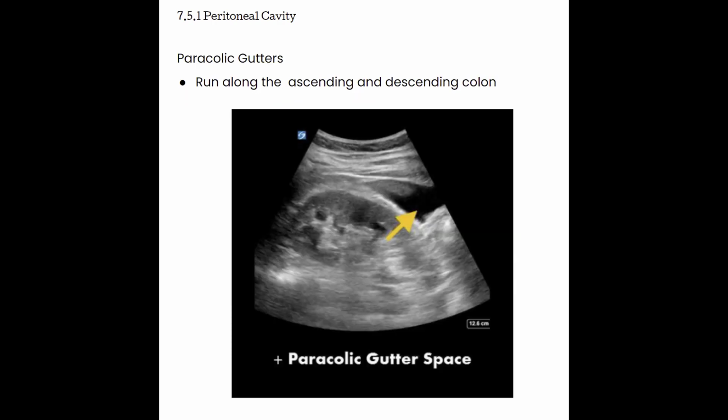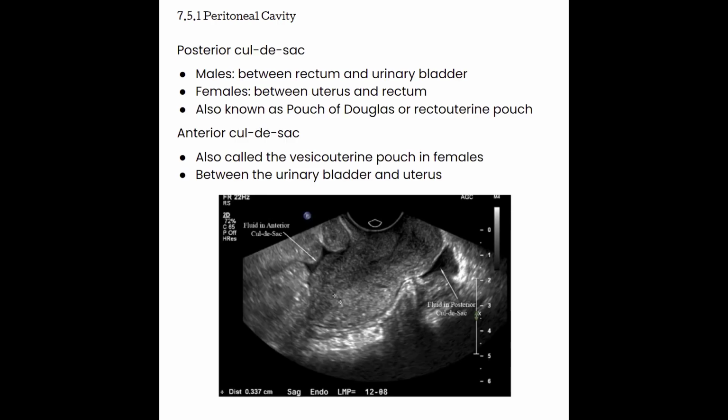We also can find fluid in the pericolic gutters. There are two gutters, one that runs along the ascending colon, which is on the right side, and one that runs along the descending colon on the left side. So we want to make sure that we're looking lateral to the colon, looking for any fluid that is in that area. It is very common for females especially to have fluid in their posterior and anterior cul-de-sacs.